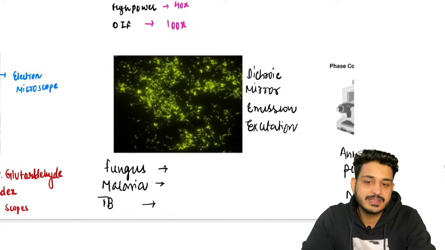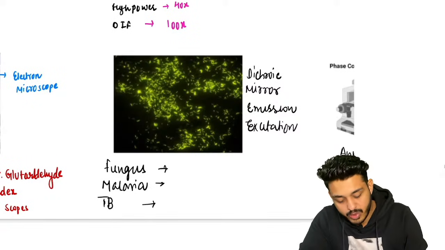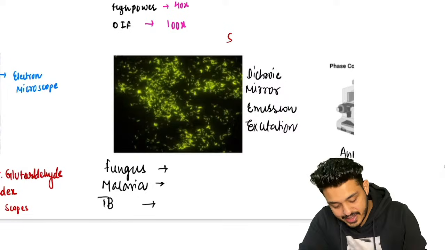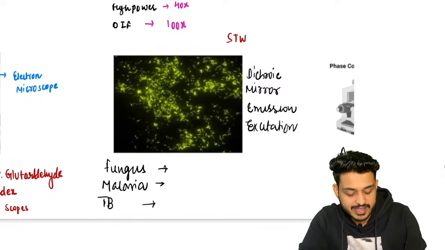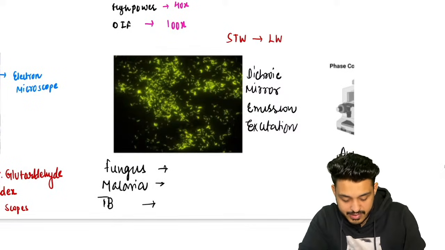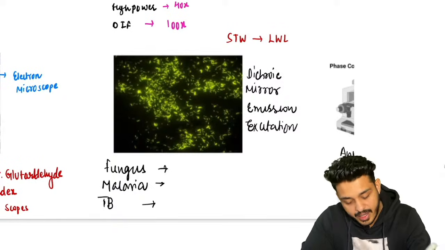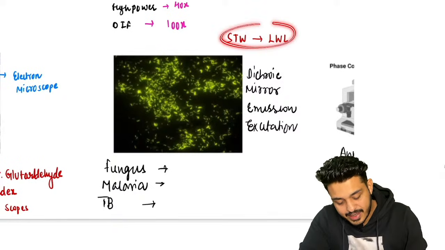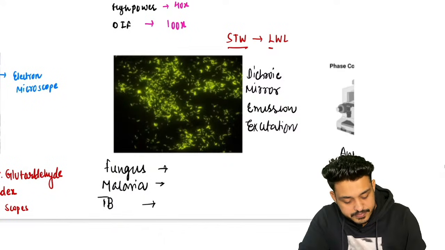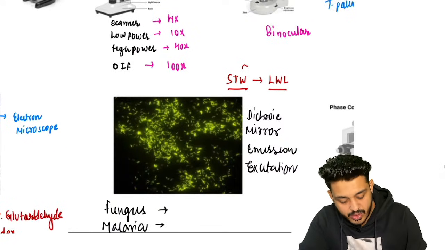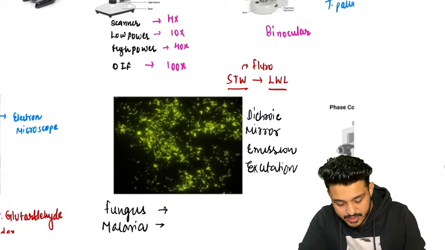What is the principle? The principle is that it is going to convert light of shorter wavelength into light of longer wavelength, right? And who is going to do that? That is done with the help of a chemical, and this chemical is known as what? Fluorophore. That chemical is known as fluorophore, also known as the dye, right?